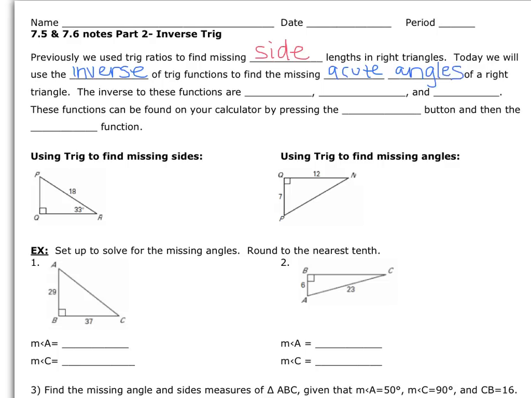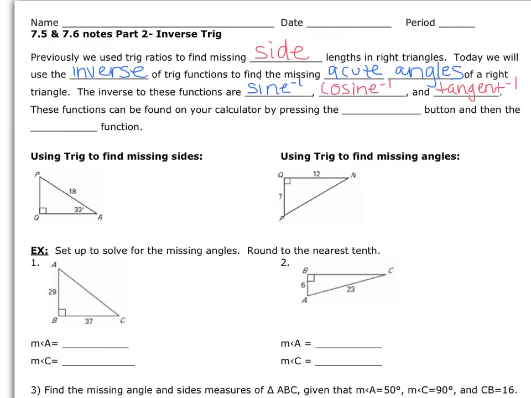So the inverse of these functions are the inverse of sine, and anything you raise to the -1 power is going to be the inverse. So cosine to the -1, that's the inverse, and then tangent. And again, this is all done in your calculator.